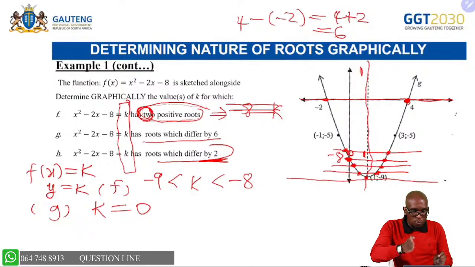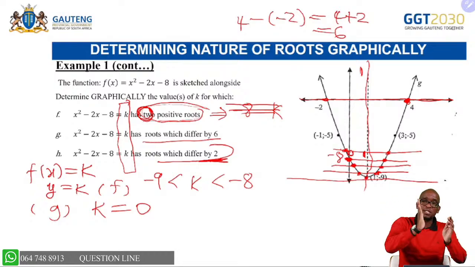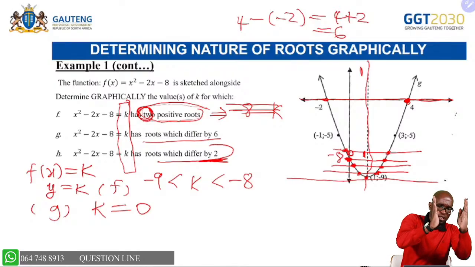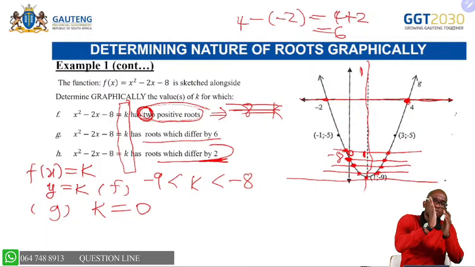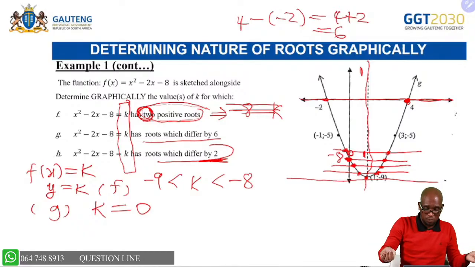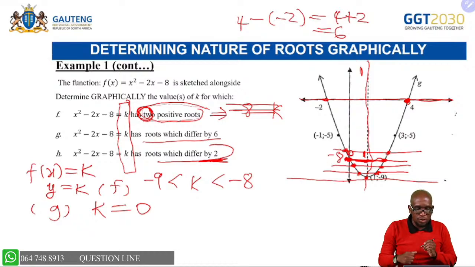Which means that if you move from the axis of symmetry, remember this is symmetrical. The parabola is symmetrical about the line x equals 1, which means the points on the left are equidistant to the points on the right. The distance from the axis of symmetry to the left and to the right should always be equal. So if I move from the y-intercept to the axis of symmetry, the value is 1. If I move from the axis of symmetry to that extreme point there, the value is also 1.